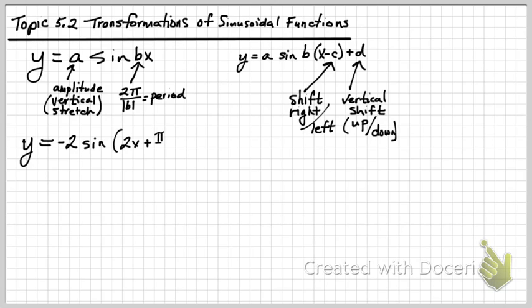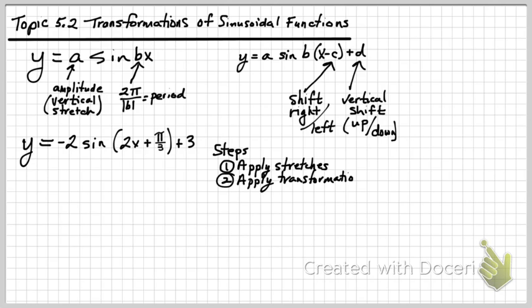Let's look at a graph. y is equal to negative 2 times the sine of 2x plus pi over 3, plus 3. This is going to be in radian mode. Now, first of all, let's look at some steps. The steps are to apply our stretches first, and then apply your translations.